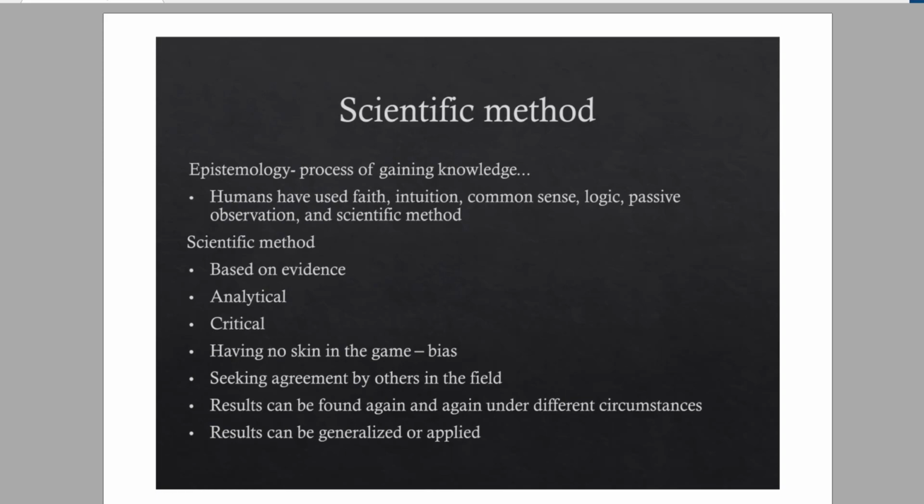So to talk about the scientific method, as I said, the search for knowledge or process of gaining knowledge is epistemology. And from thousands of years ago, humans have used faith, intuition, common sense, logic, passive observation, and the scientific method. And I don't know that it's always gone in that linear order. Sometimes it seems like we've gone backwards and forwards. So it's a tree. It's a tree. It kind of branches back into itself.